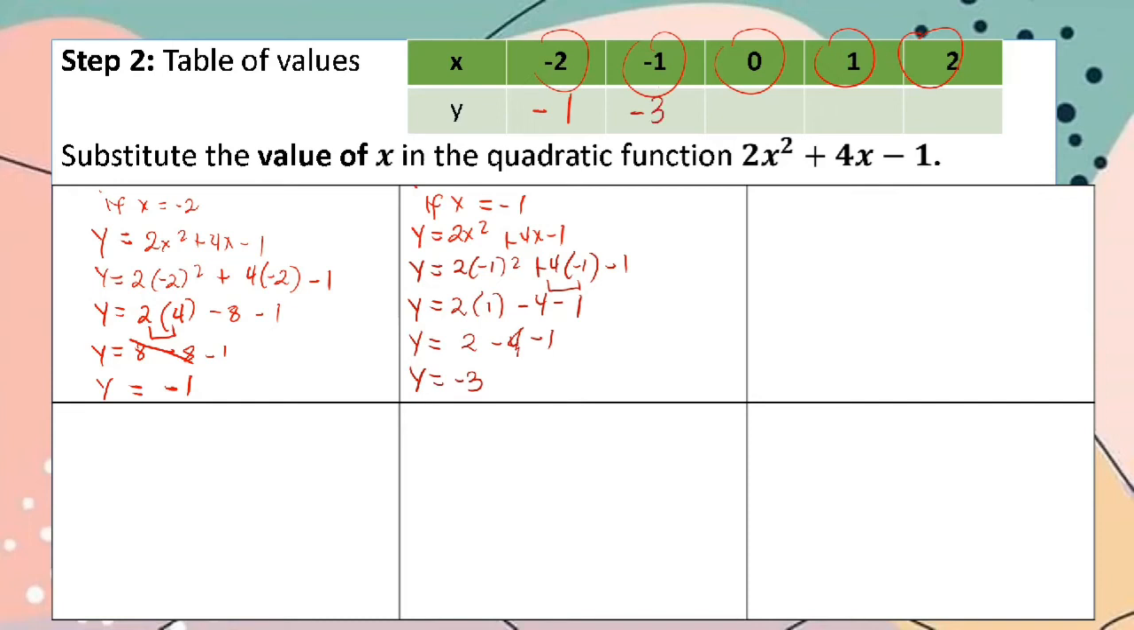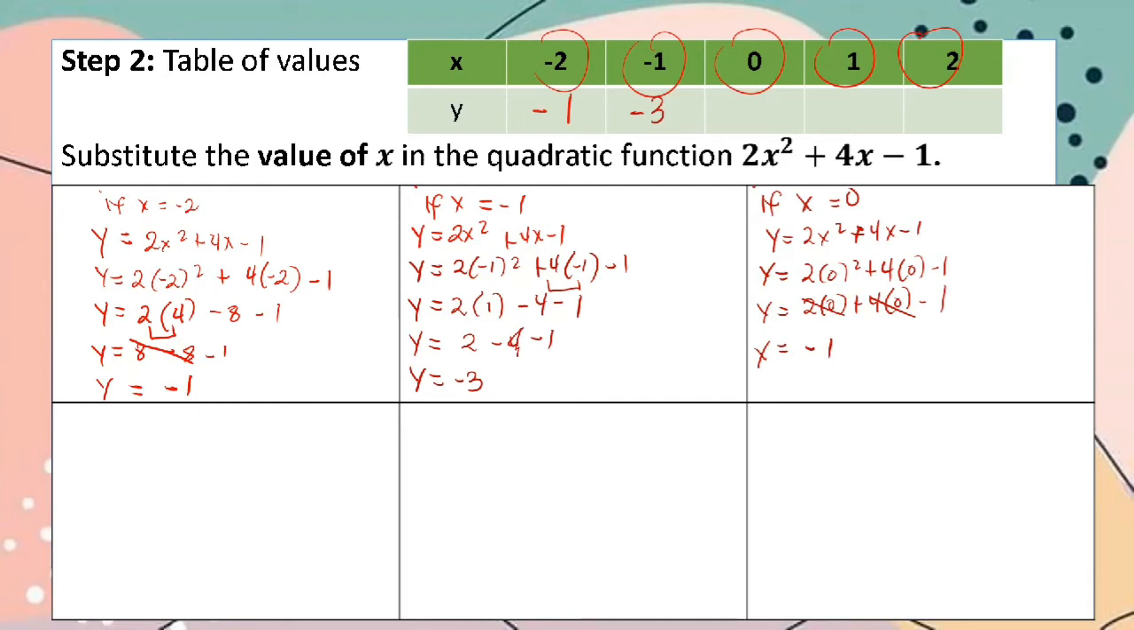If x is equal to 0, then y is equal to 2x squared plus 4x minus 1. Substitute, y is equal to 2 times 0 squared plus 4 times 0 minus 1. So, yung 0 squared natin is 0. So, 2 times 0 plus 4 times 0 minus 1. Since we multiply it to 0, we can cancel it out dahil the answer is 0. So, the remaining is negative 1. So, y is equal to negative 1 if x is equal to 0.